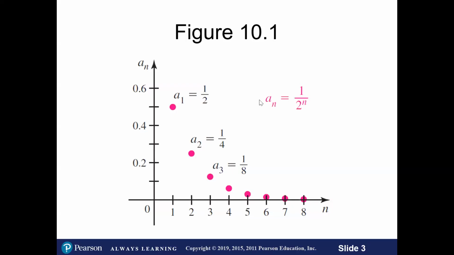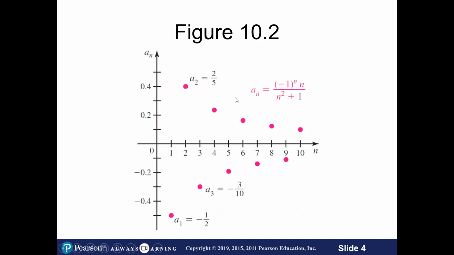So let's look at a couple of examples. The first one will be the example where the nth term of the sequence is given by 1 over 2 to the n. So the first term would be 1 over 2 to the first, that would be 1/2. The second term, 1 over 2 squared, would be 1/4. The third is 1/8, and so on as you increase n.